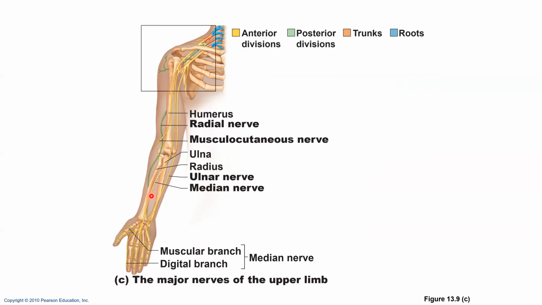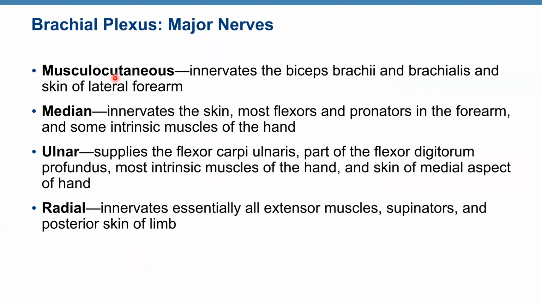So this will be median, and this one is ulnar, on the ulnar side. So this bone is radius, this is ulna. Right, so this is how they innervate your arm.